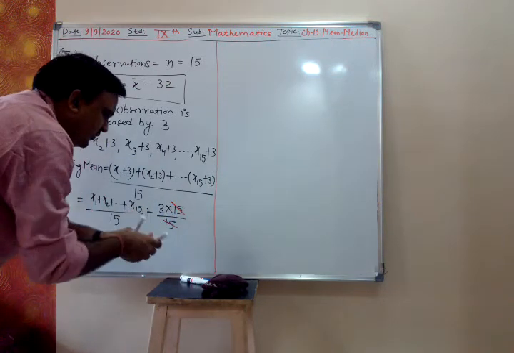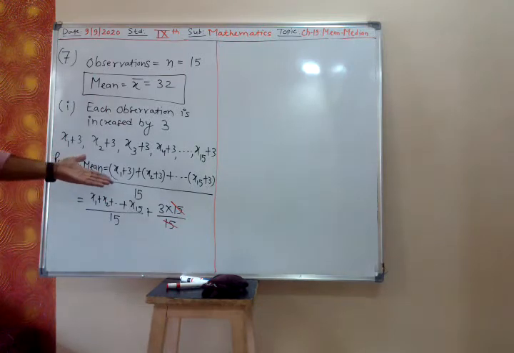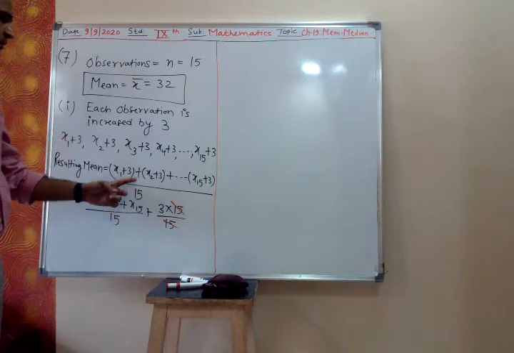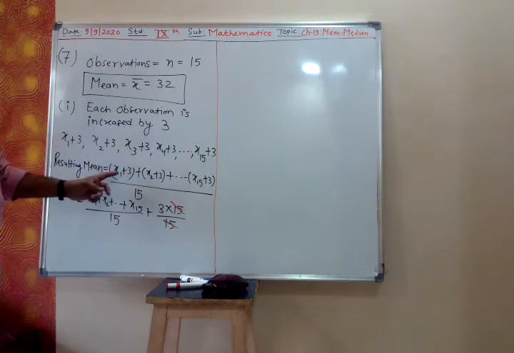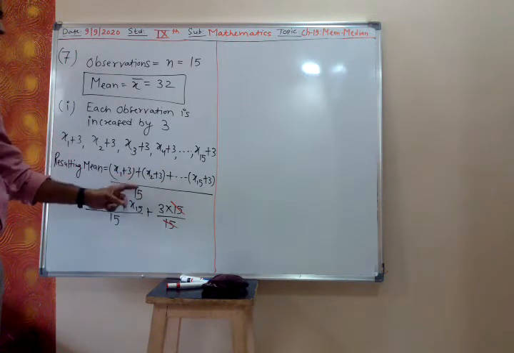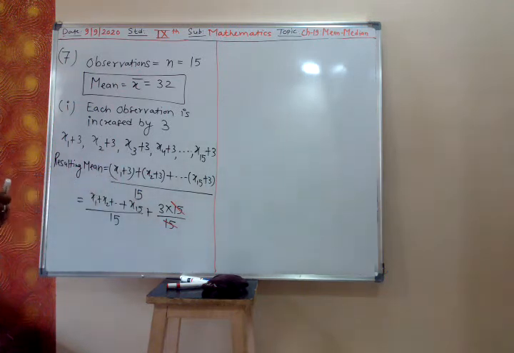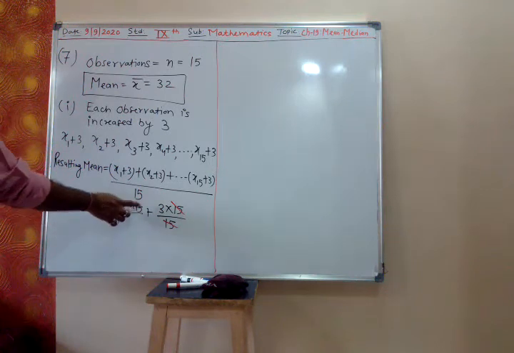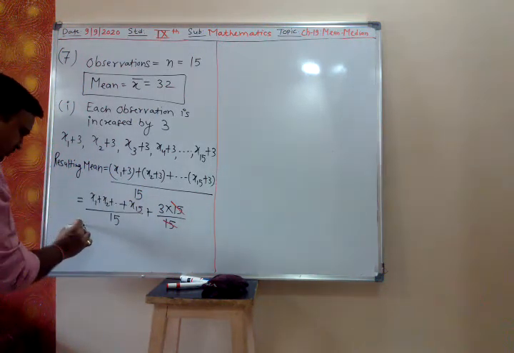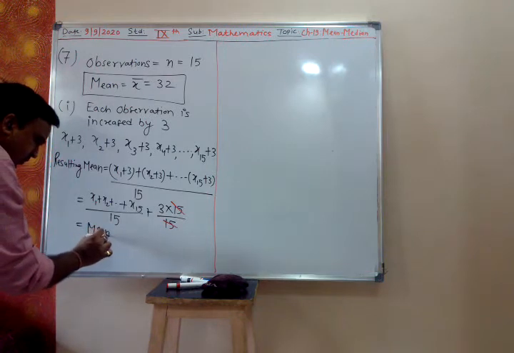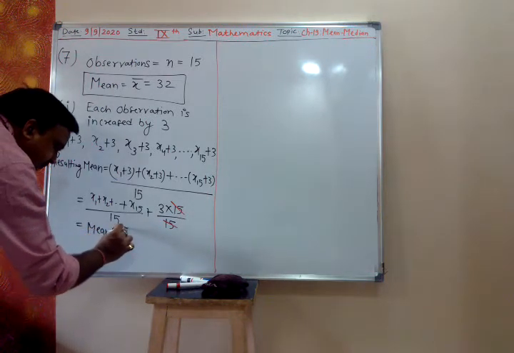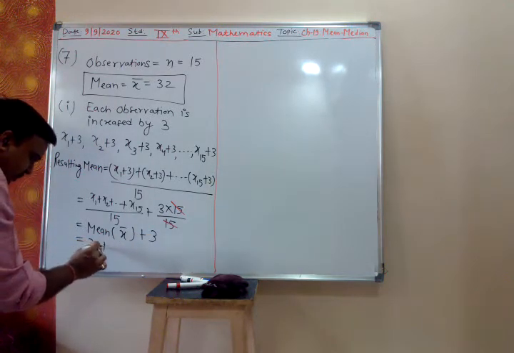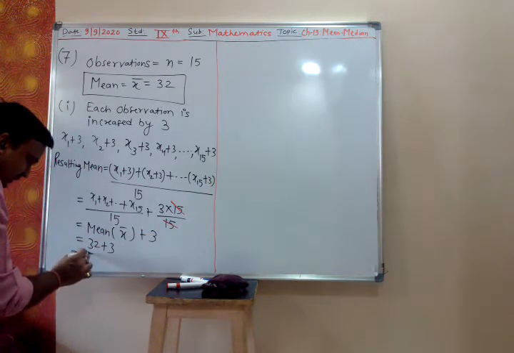The whole part is divided by 15, so I have to divide each by 15. But what is x1 plus x2 up to x15 divided by 15? This is nothing but my mean value. So mean value plus 3, that is x bar plus 3. What is x bar? 32. 32 plus 3 is 35. So the answer is 35.